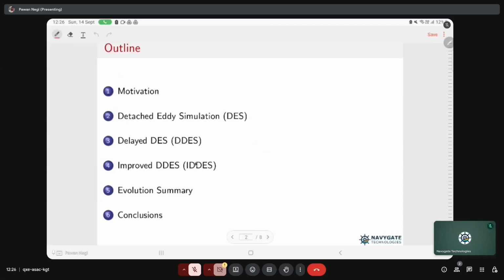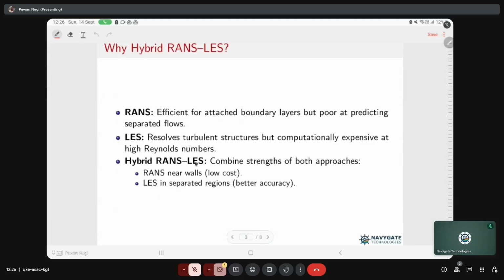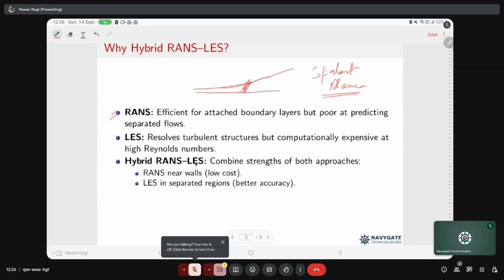I'll first talk about the motivation of this particular kind of approach, then I'll talk about these three approaches, and then I'll summarize. In the RANS LES hybrid method, we know the particular characteristic of RANS, that for an attached boundary layer this works so well, because if we talk about the simplest method, which is called the Spalart-Allmaras, it works so well for attached boundary layer, and we just have to solve one equation for the evolution of the kinetic energy. Therefore this works so well near the boundary regime, but away from that, if there are some turbulent structures, they are averaged out.